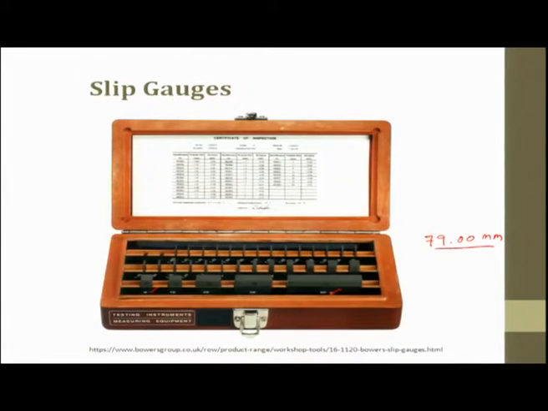If it is 79, take 60, take 10 and 9. So, now 3 blocks are taken, and these 3 blocks are placed one above each other. When they are placed one above each other and we are looking for micron accuracy, then there should not be any gap between these gauge blocks.